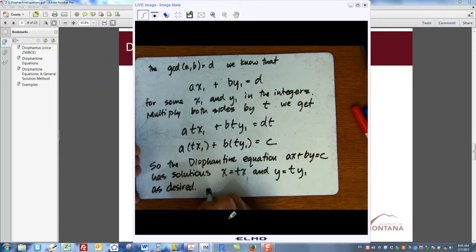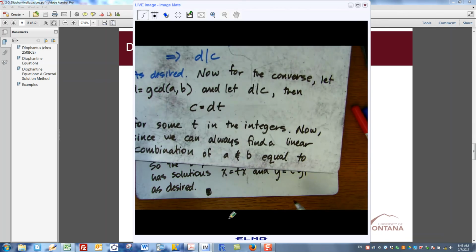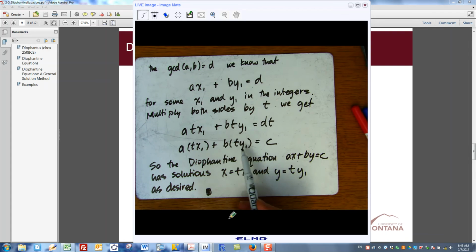And that's it, right? So we found a solution assuming that D divides C. So when D divides C, there is some solution that we can find. It's this, a solution. And so we've shown the converse. All right, so that concludes the proof there.